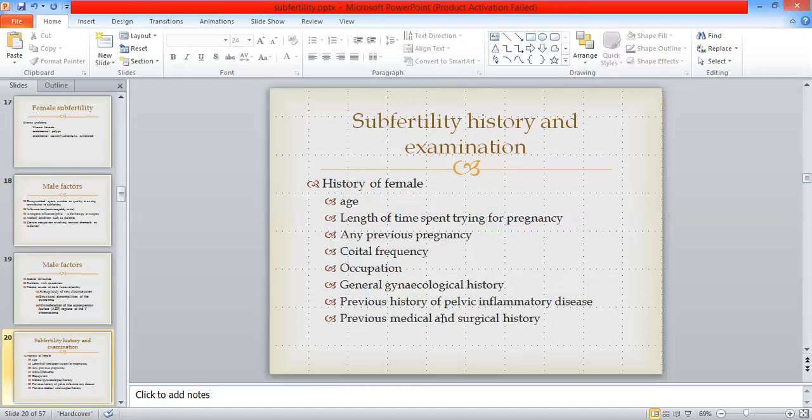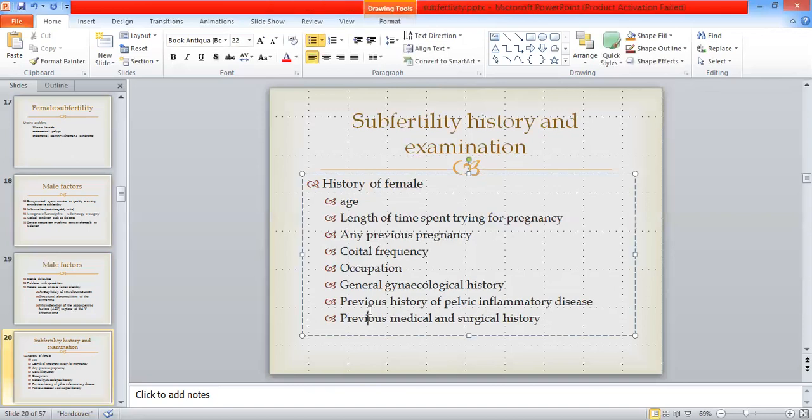Other thing is previous history of pelvic inflammatory disease, means PID. If the patient is suffering from pelvic inflammatory disease, it affects the uterus, causing endometritis. The infection goes upward into the tube. It causes tubal damage and tubal blockage. So the history of pelvic inflammatory disease is also important. First, it affects the uterus, second it affects the tube, and third, if the infection spreads to the peritoneal cavity, then adhesions will occur, and frozen pelvis will occur. So the previous history of pelvic inflammatory disease is very important.